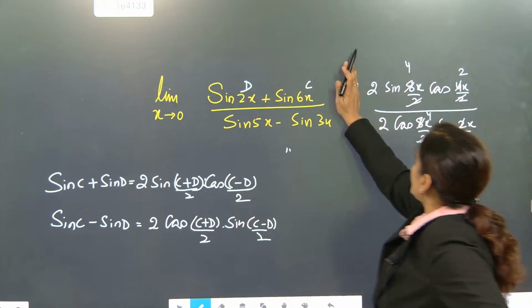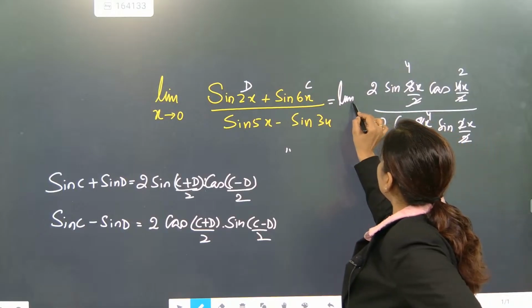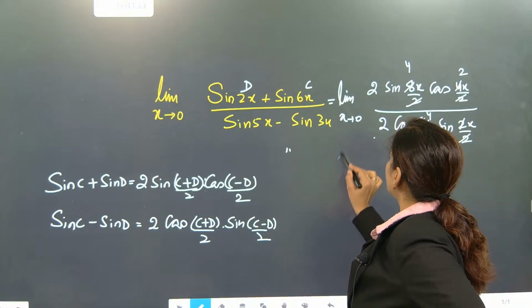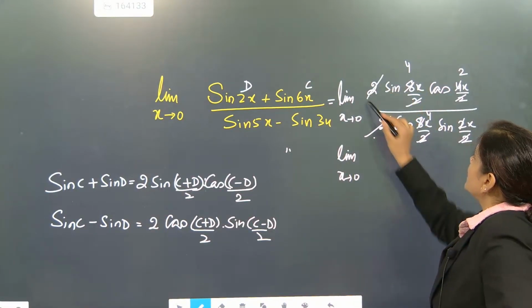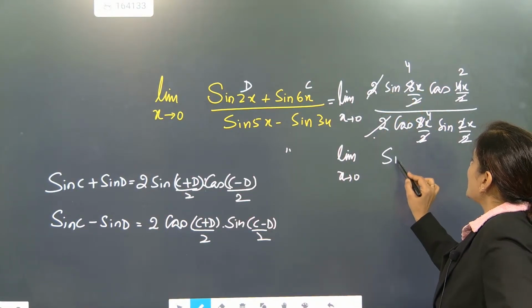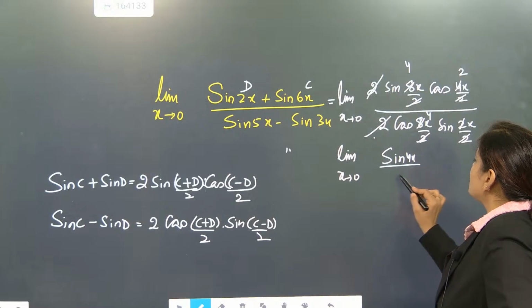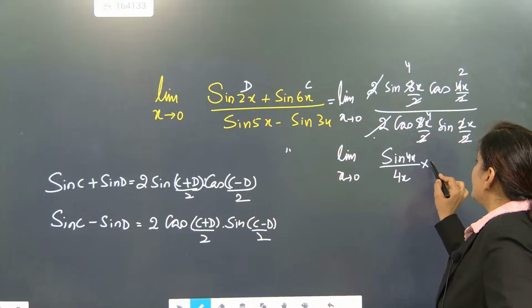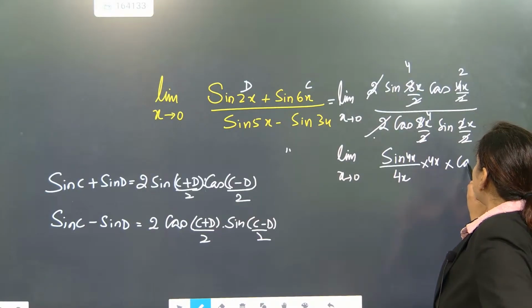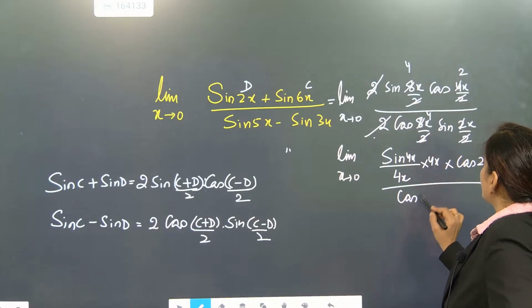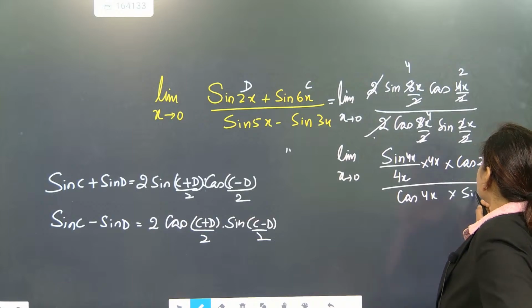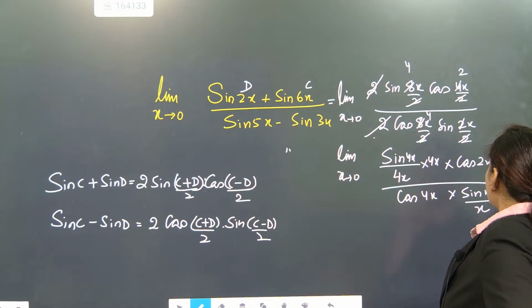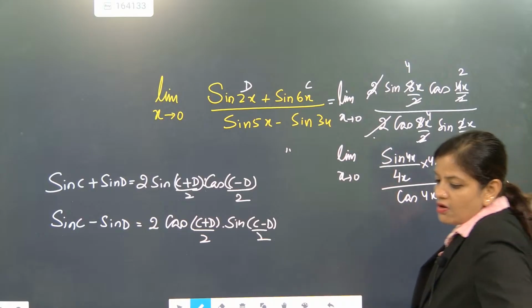So here I have forgotten to write limit, here it will become limit x tends to 0. So now limit x tends to 0, this part 2 and 2 will get cancelled. So now we have sin 4x. So for that we need to multiply and divide by 4x. Cos 2x you keep as it is. Understood? Now here it is cos 4x. Cos 4x you keep as it is. But here it is sin x. So sin x, divide and multiply.